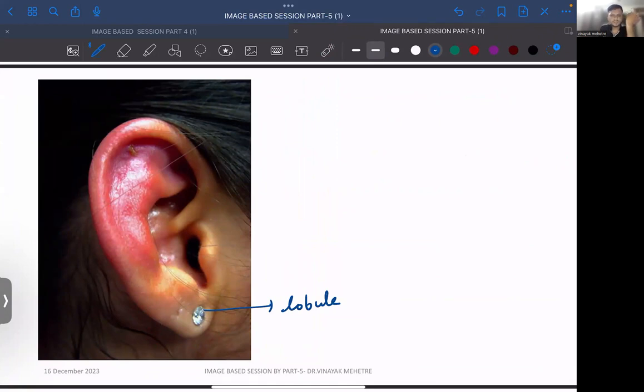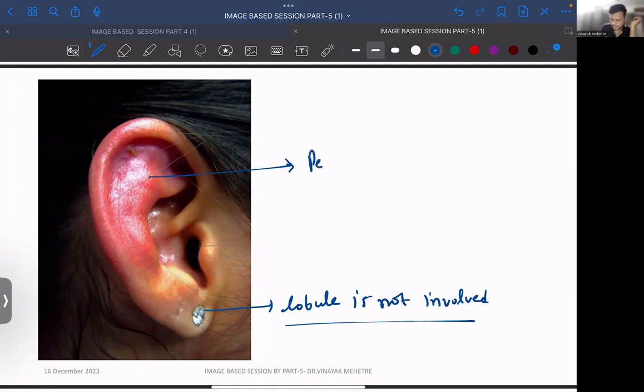What is the disease? You know this, I know that. Yes, it is called perichondritis. The reason this part is not involved is because it contains fat. It does not have cartilage. If cartilage was present in the lobule, it would also be involved. So it is a disease of cartilage, called perichondritis of the pinna.